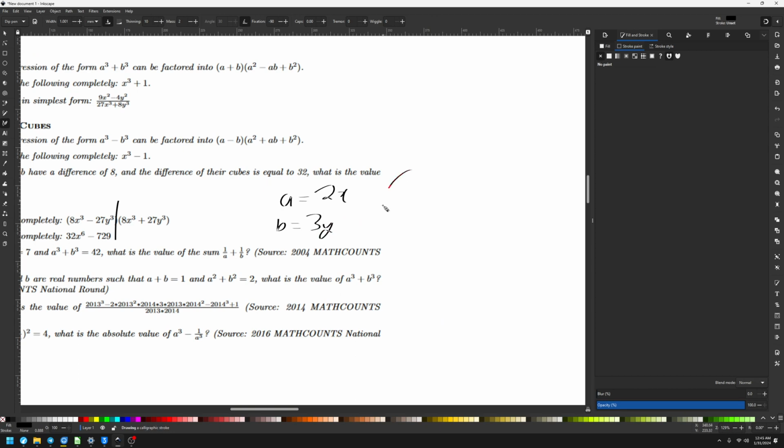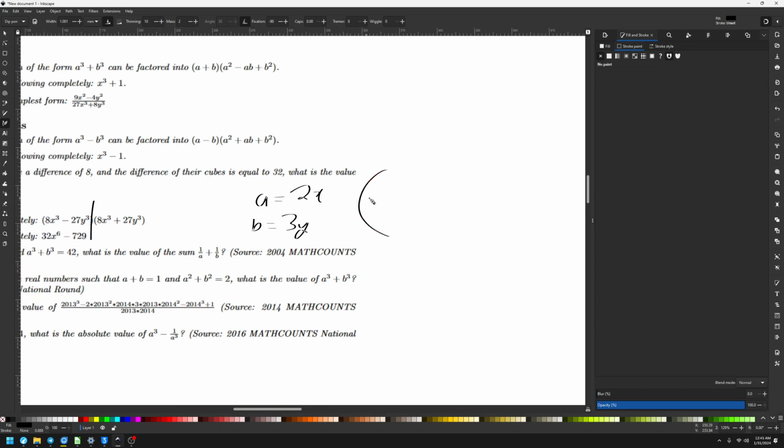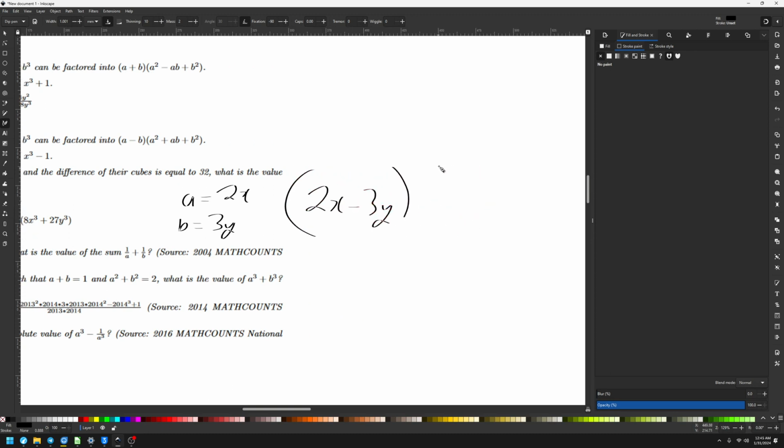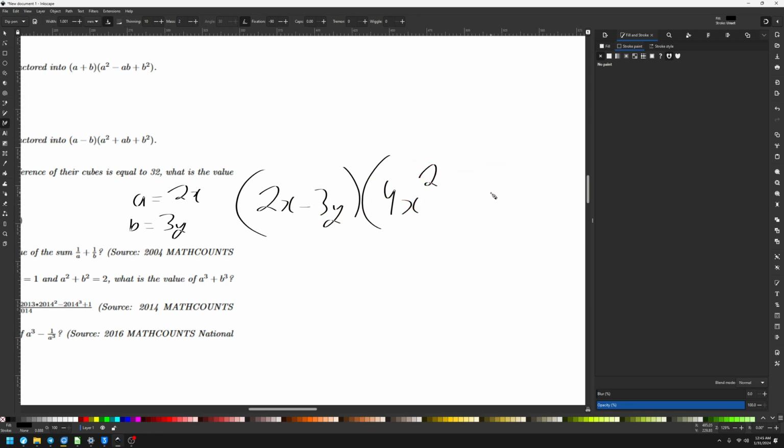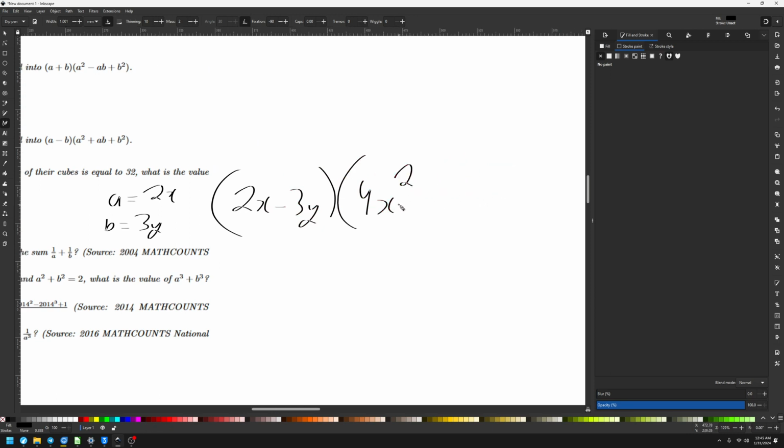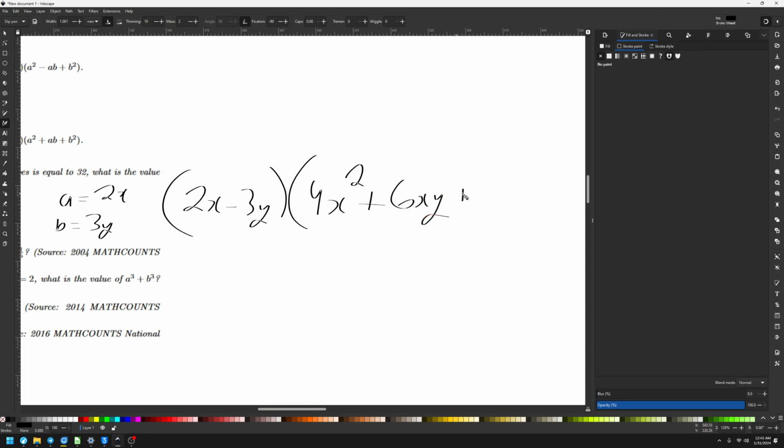Okay, let's use the difference of cubes first. So we're going to have 2x minus 3y times 4x squared plus their product, so plus 6xy, and then plus 9y squared.